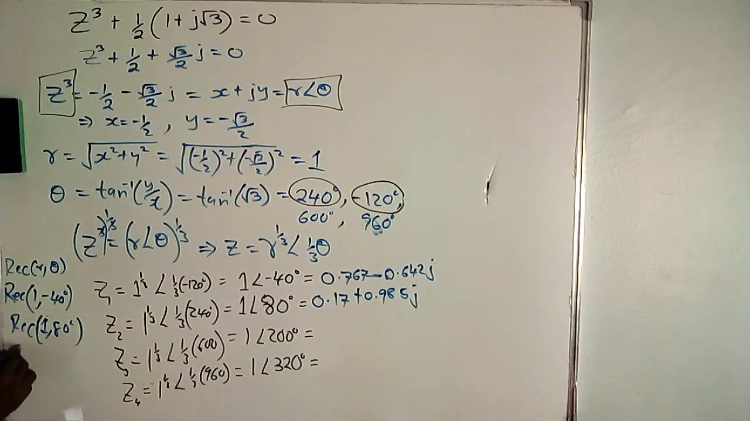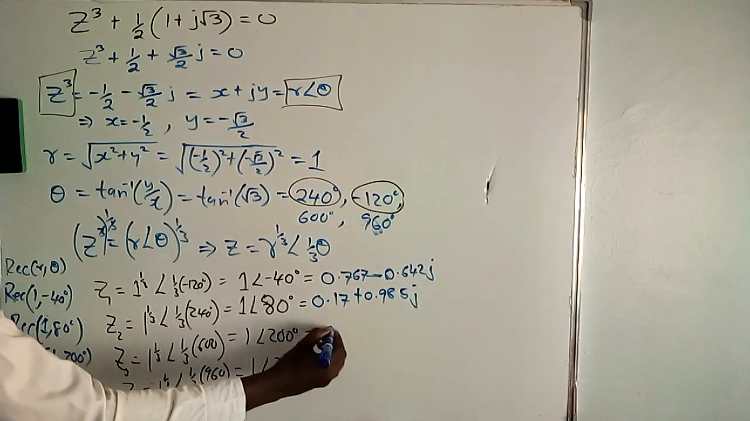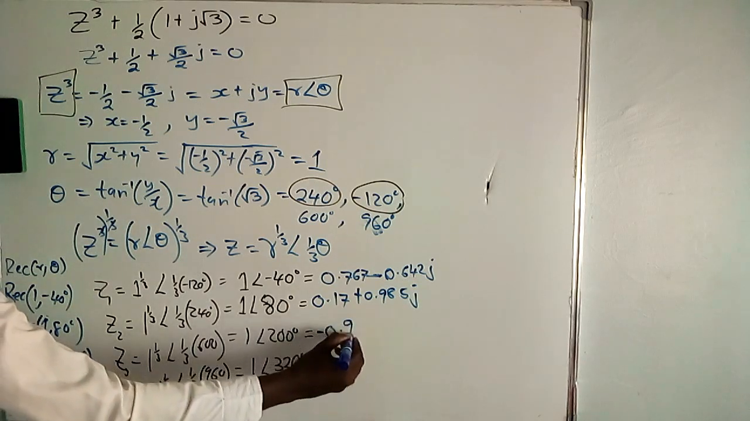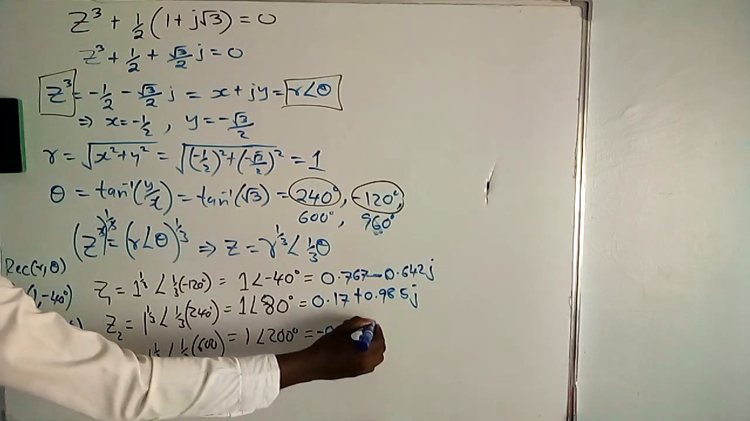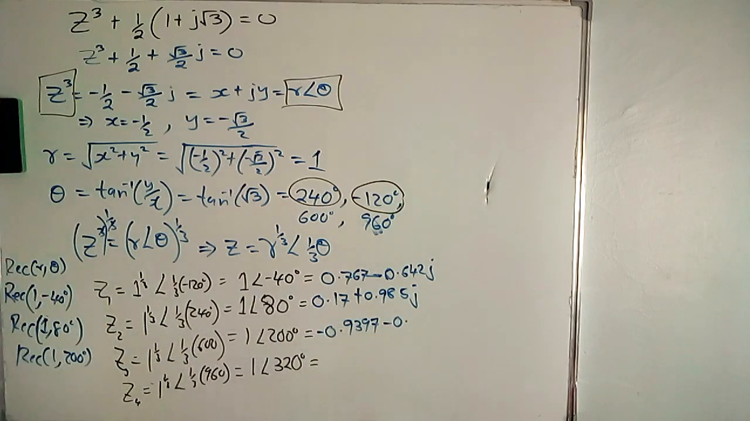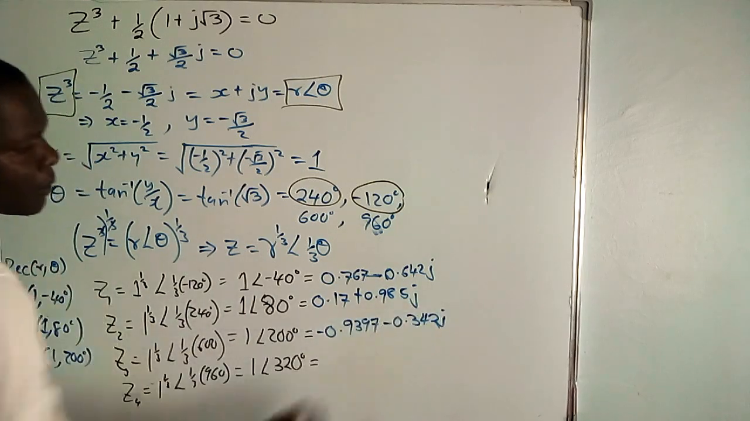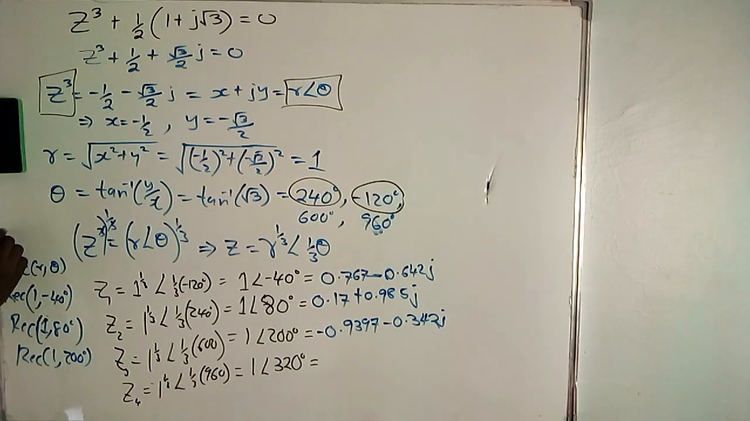Move to the next one, rectangular form of 1 angle 200 degrees. X is negative 0.9397. Then y is negative 0.342, times j. So you found it in the form x plus yj, negative 0.342j. Then the next one, rectangular form of 1 angle 320 degrees.